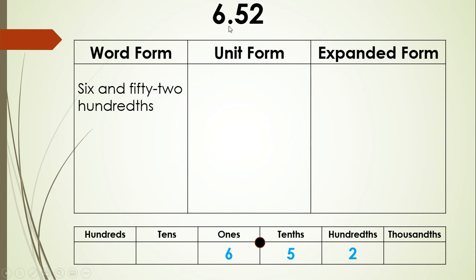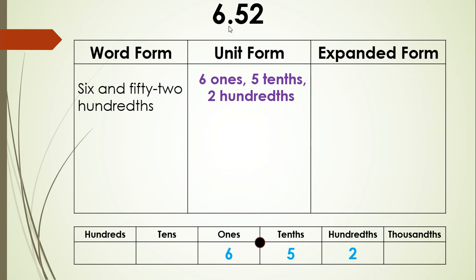Now let's write this number in unit form. We'll say the digit and the place value it's in. The 6 is in the ones place, so we're going to write 6 ones. The 5 is in the tenths place, so we'll write 5 tenths. The 2 is in the hundredths place, so we're going to write 2 hundredths. This is one way to write 6 and 52 hundredths in unit form.